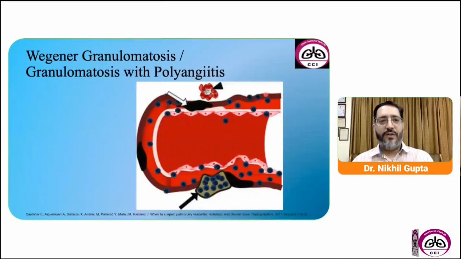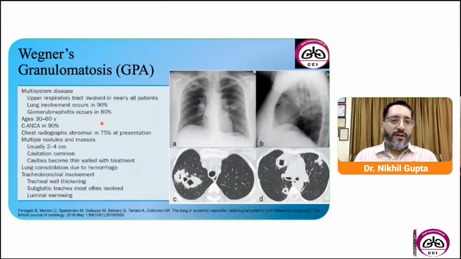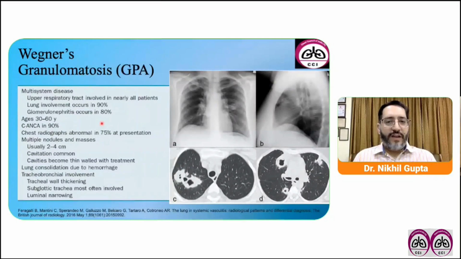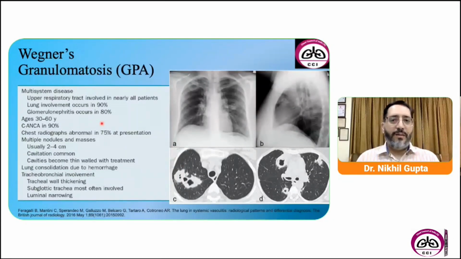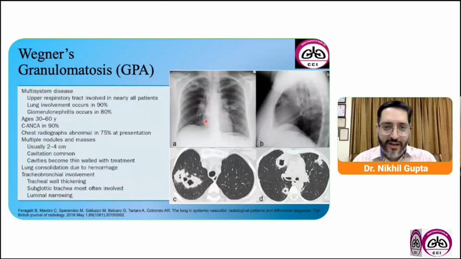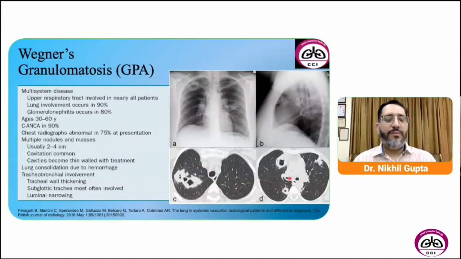So this is the pathophysiology of Wegener's showing necrosis and abscess formation following inflammation. Then on chest radiographs and CT scans, we can see multiple cavitary masses as seen in here, which are generally bilateral, and cavities become thin-walled with treatment. So these are thick-walled cavities which can be seen. Lung consolidation can occur due to hemorrhage. Tracheobronchial involvement can also occur.